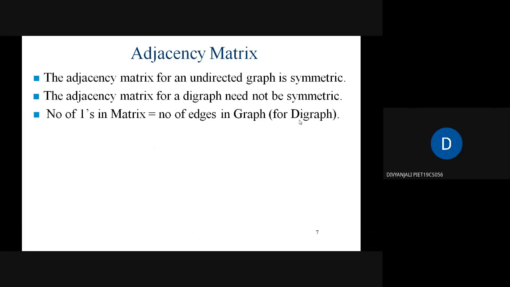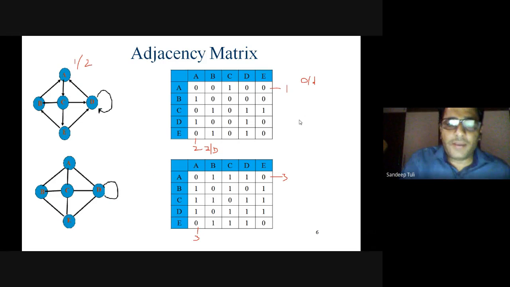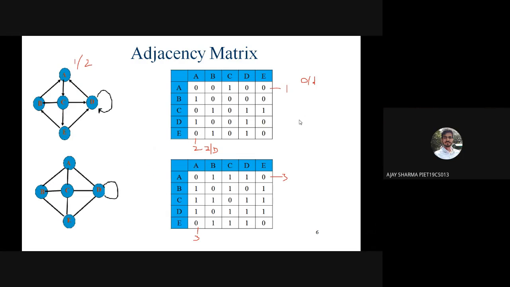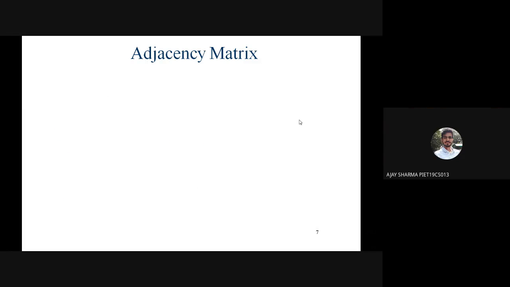Okay, fine sir. Now look at that. If we have a diagonal of ones, then there will only be loops in our graph. Then we'll have only loops in the graph. I will come to that also. You are right, sir.